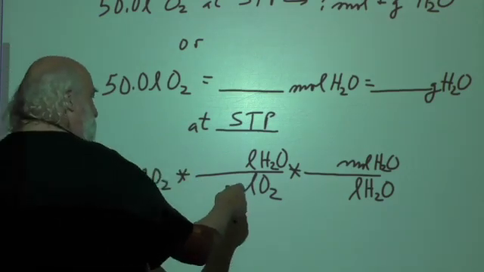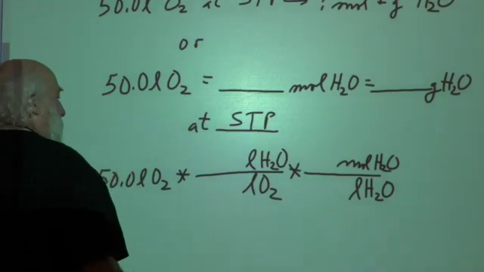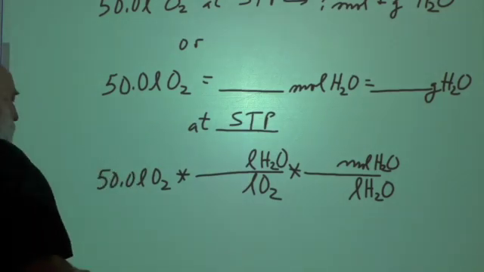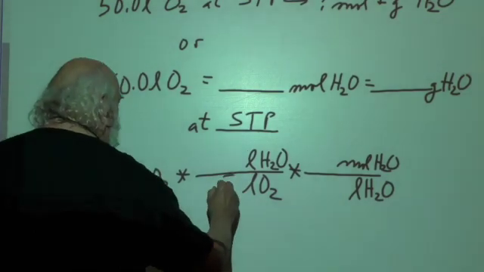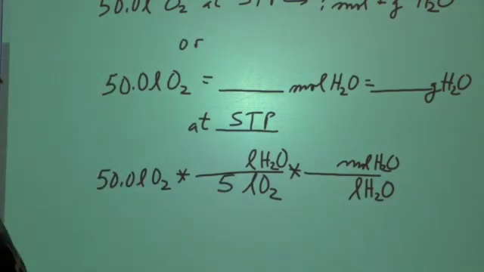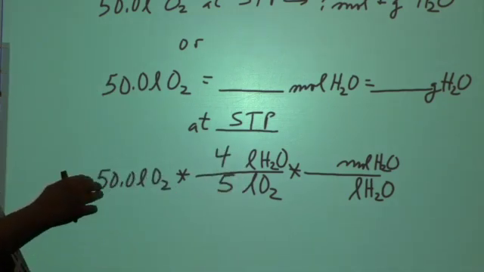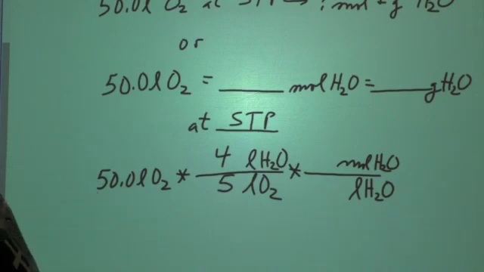Okay, so liters of oxygen, liters of water. This is going to come from the stoichiometry of the equation. So we take a look, liters of oxygen, there's a 5 coefficient in front of the oxygen. The water, there's a 4 coefficient in front of the water. So when you're going from volumes of gas to volumes of gas, you're using the stoichiometry.